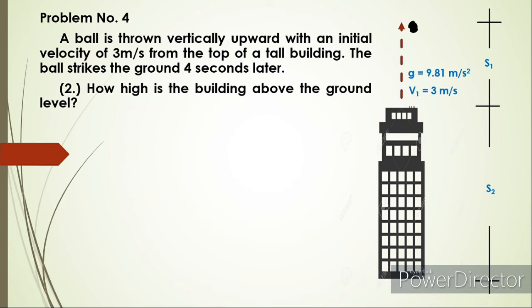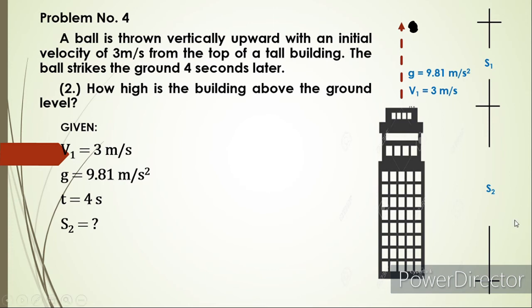Question number 2. How high is the building above the ground level? So, meron tayong given na initial velocity is 3 meters per second, gravitational acceleration 9.81 meters per square second, and t is equal to 4 seconds. S2. So kung makikita nyo sa figure, ang hinahanap natin is S2 or yung height ng building. So dito sa problem na to, meron tayong dalawang situation.